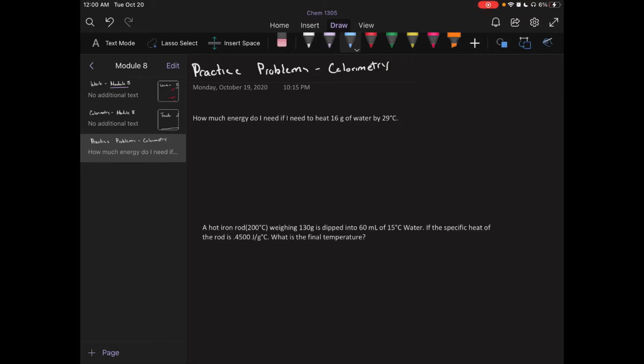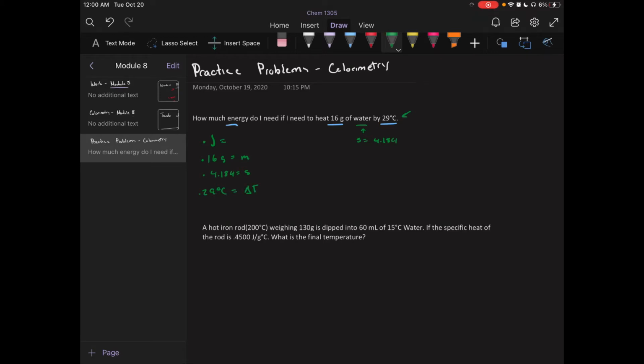Alright, let's get started. How much energy do I need to heat up 16 grams of water by 29 degrees Celsius? Okay, so first off, let's write down what we know. We're looking for energy and we have 16 grams of water, which is our mass. We also know water has a specific heat capacity of 4.184, and 29 Celsius is our delta T, the change in temperature.